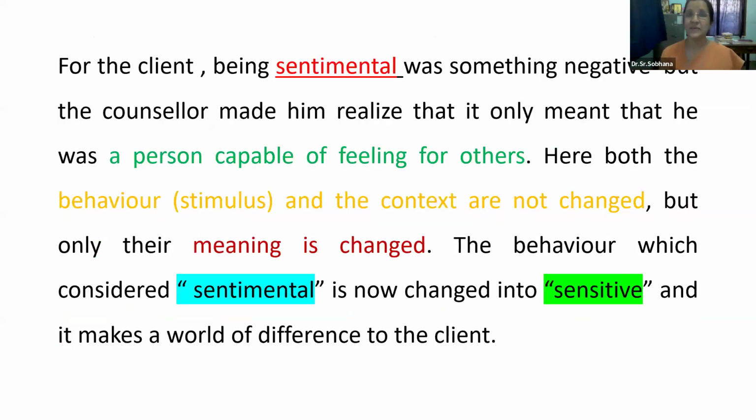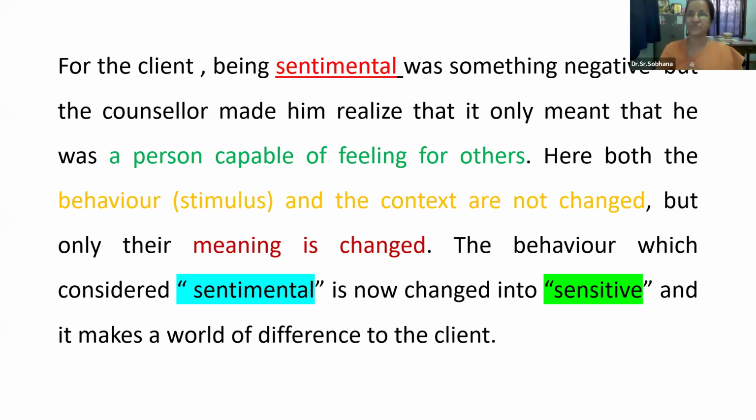So here for the client, being sentimental was something negative, but the counselor made him realize that it only means being a person capable of feeling for others. The behavior and the context don't change, only the meaning is changed. The behavior considered sentimental is not changed, and now the counselor has changed it into sensitive. It makes a world of difference for the client. So just one word, sentimental, the counselor has changed into sensitive. It made a lot of difference. The meaning has totally changed.